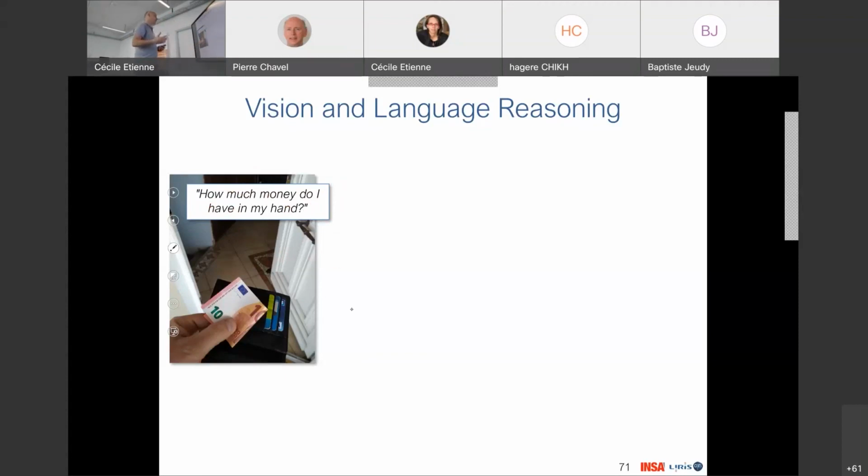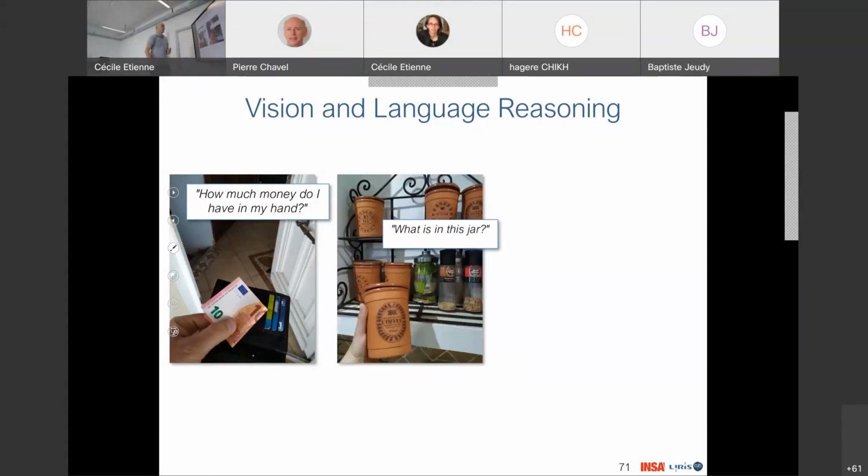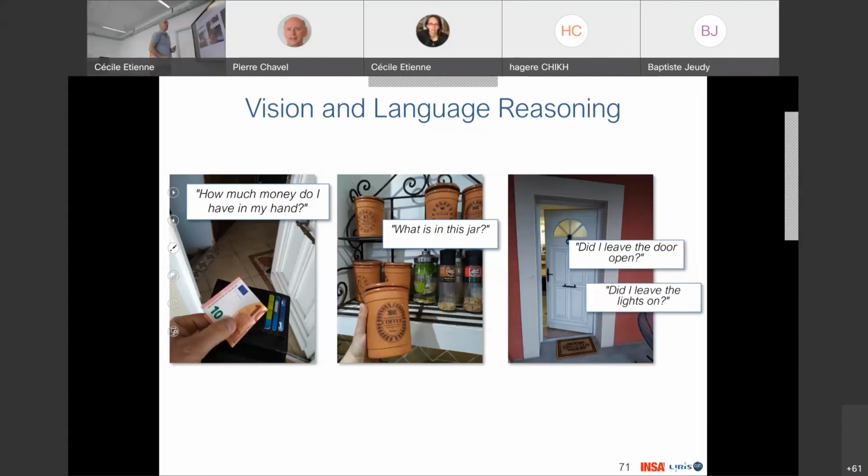Some of these questions are easy to understand. So how much money do I have in my hand? You just look at the bill here and say 10 euros. What is in this jar here? Well, you need to find the correct jar from all these jars, read the text, and say coffee. They're quite easy to do, but obviously they depend on the text. Okay, but they can also be a little bit more complex. Did I leave the door open? You need to find out what the state of my door is here. Did I leave the lights on? Well, apparently they seem to be on.